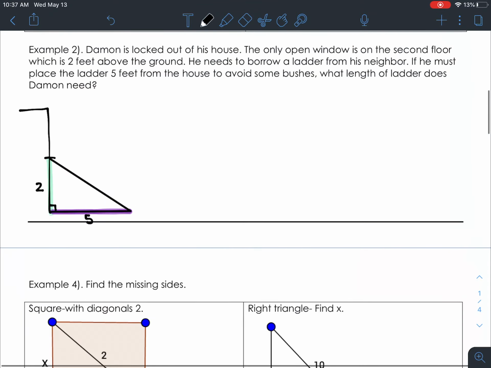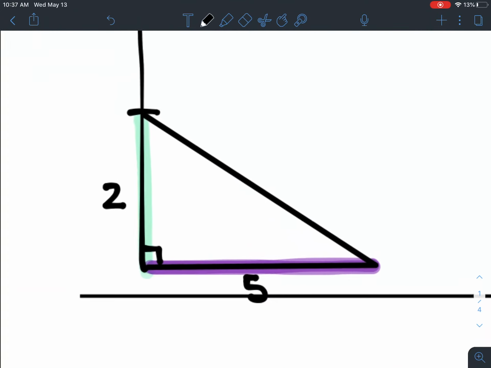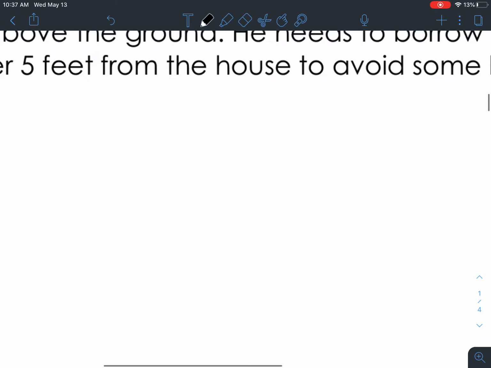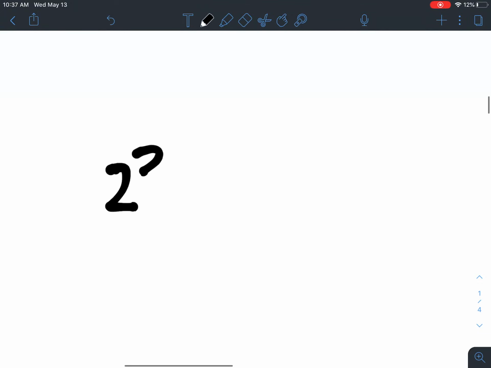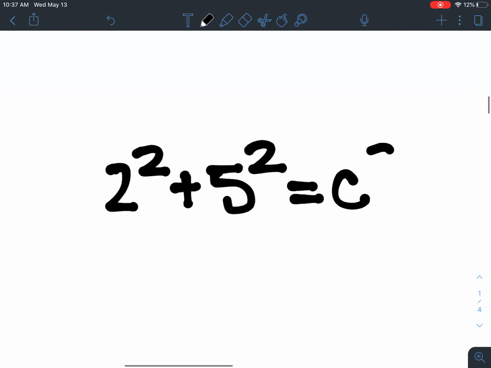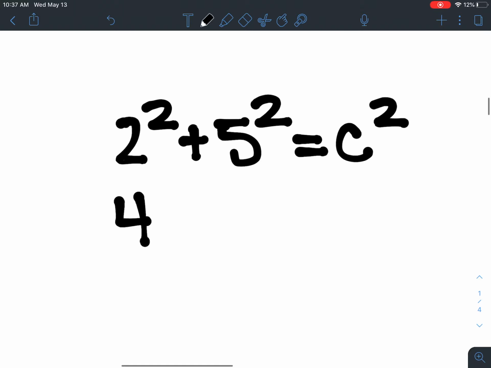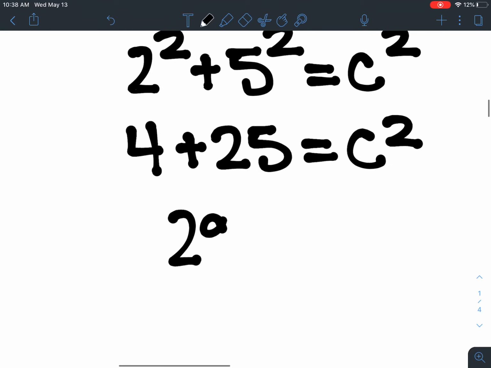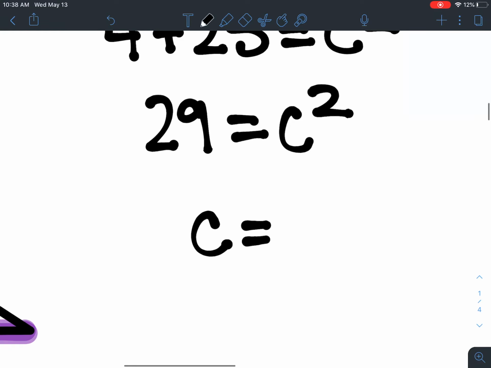What we are trying to find is the length of the ladder. The ladder itself is the hypotenuse, so this is going to be c. If we solve this, we're going to get 2 squared plus 5 squared is equal to c squared. 4 plus 25 is equal to c squared. 29 is equal to c squared, which means that c is equal to the square root of 29.